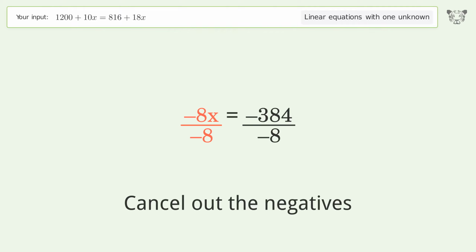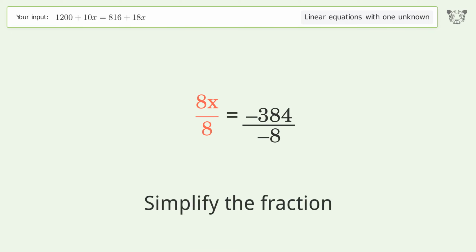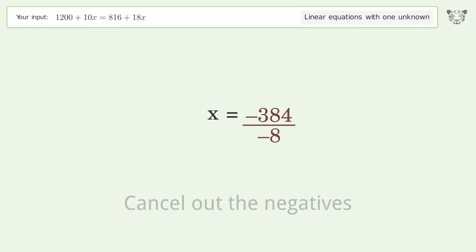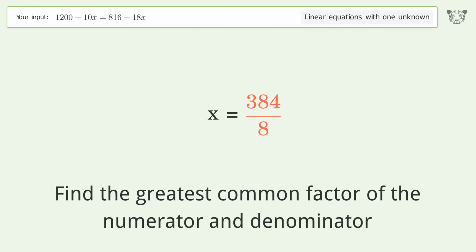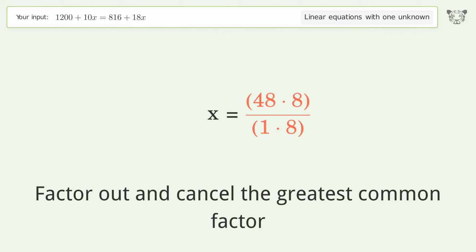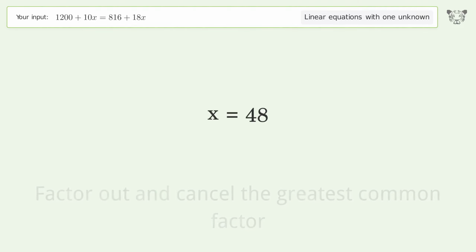Cancel out the negatives. Simplify the fraction. Cancel out the negatives. Find the greatest common factor of the numerator and denominator. Factor out and cancel the greatest common factor. And so the final result is x equals 48.